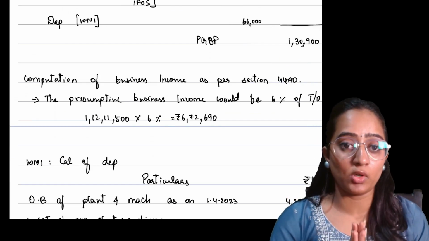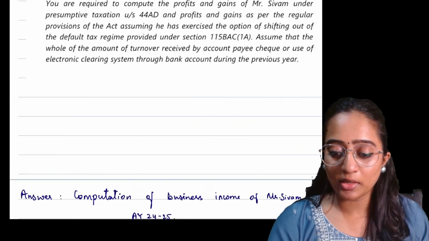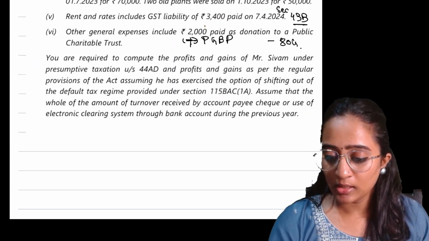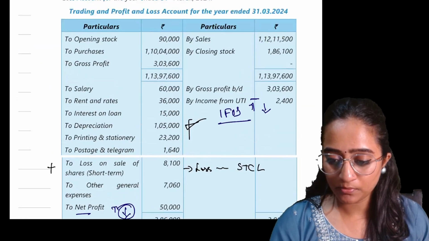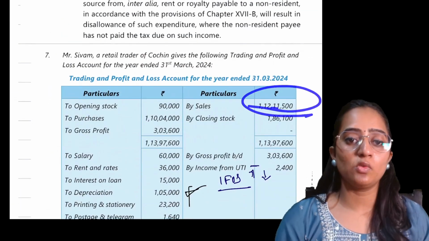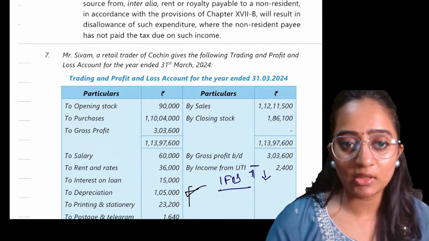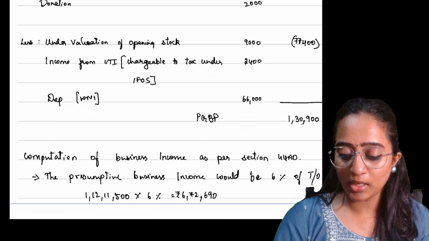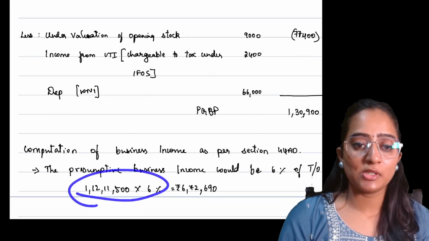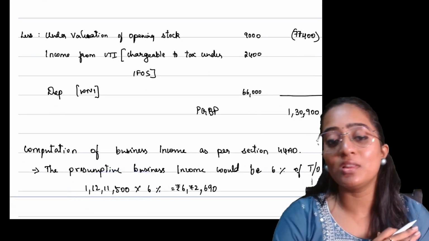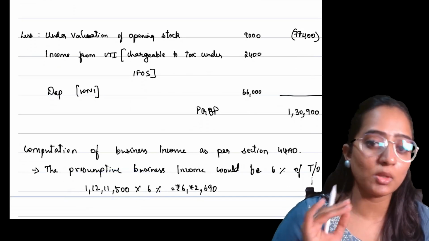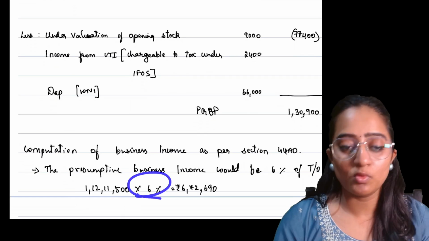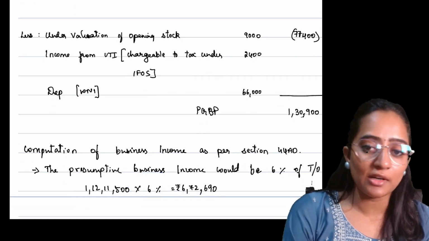If you are considering as per 4480, the turnover is already given in the question. Total turnover given in the question is 1 crore 12 lakh 11,500. We are going to take that turnover multiplied by 6%, because all the transactions have happened through banking mode. So 6% would result in 6,72,690.